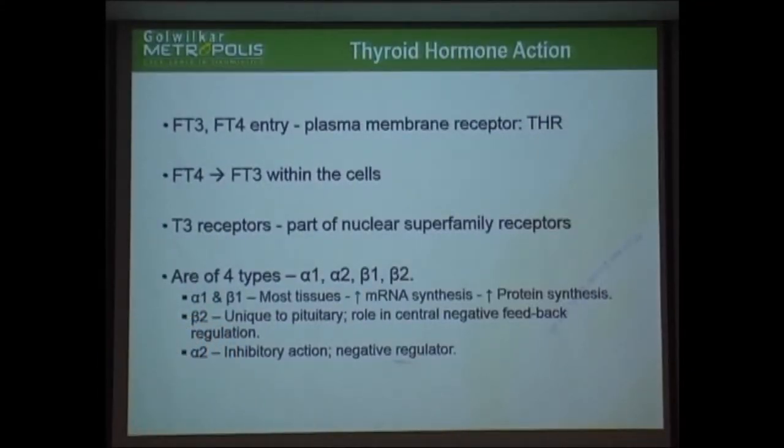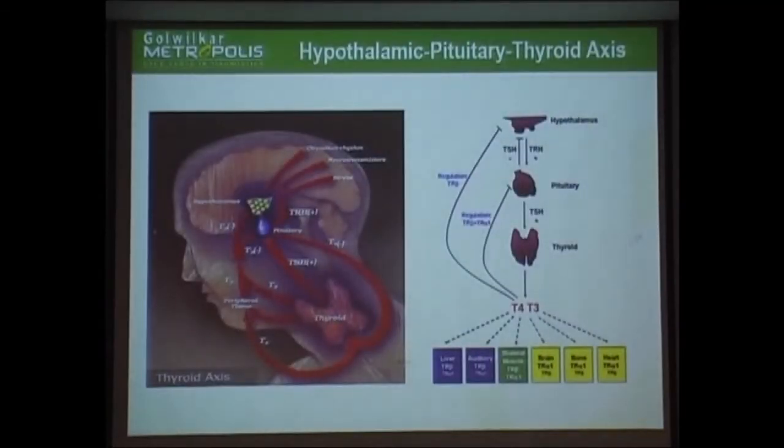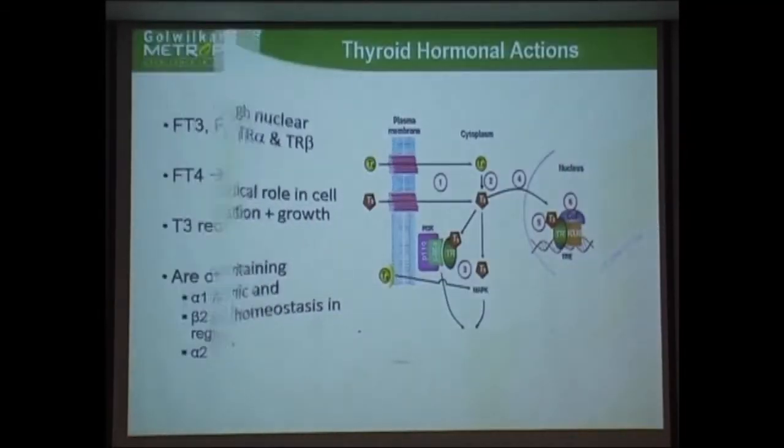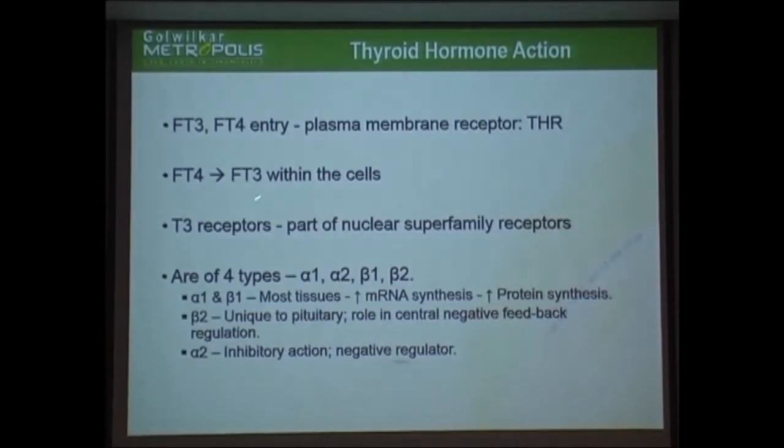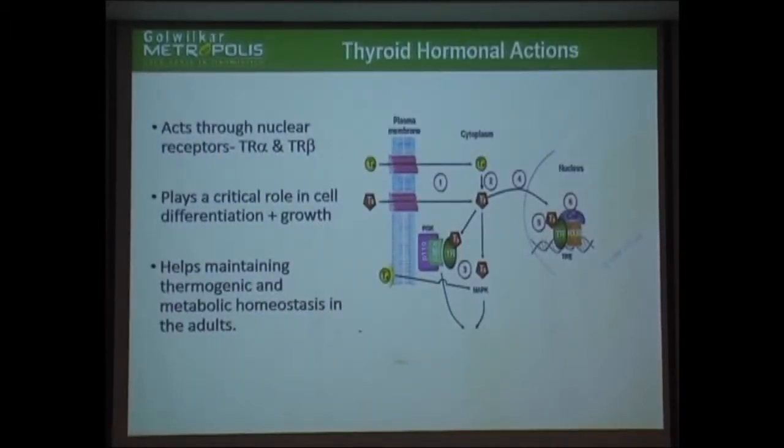Free T3 and free T4 are the active hormones. These free hormones enter the cell through the THR receptors and act on the nuclear receptors for free T3. These nuclear receptors are of 4 types: alpha 1, alpha 2, beta 1, beta 2. Alpha 1 and beta 1 are present in most of the peripheral tissues, whereas beta 2 is unique to pituitary and is involved in the peripheral negative feedback mechanism.